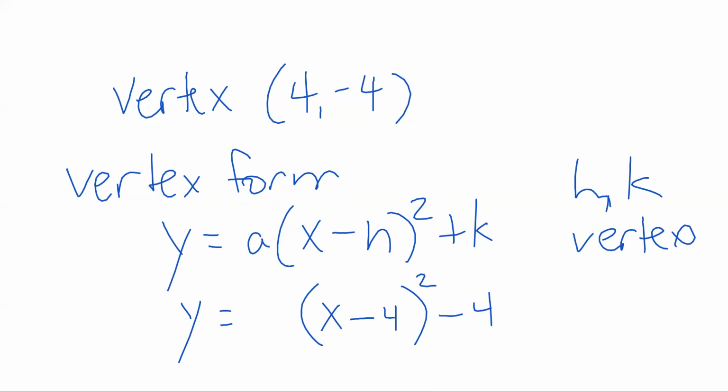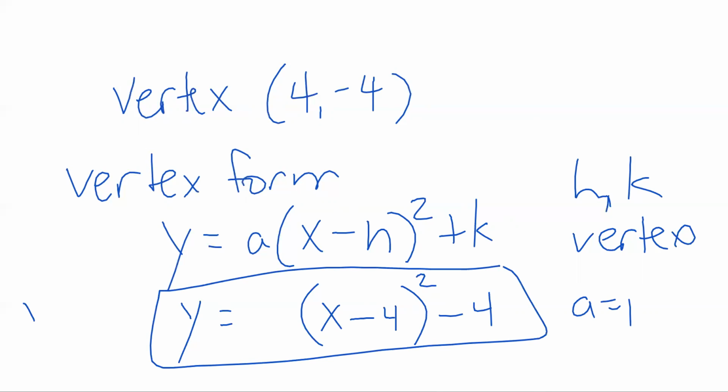Now, there was no number in front of the squared term, so A is 1, and we don't worry about a number in front. So this is actually another form of the vertex equation. I'll make sure to point that out as well in the lesson.